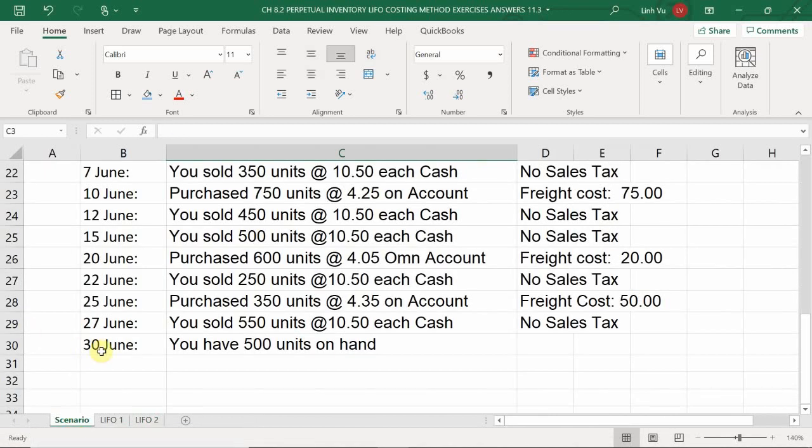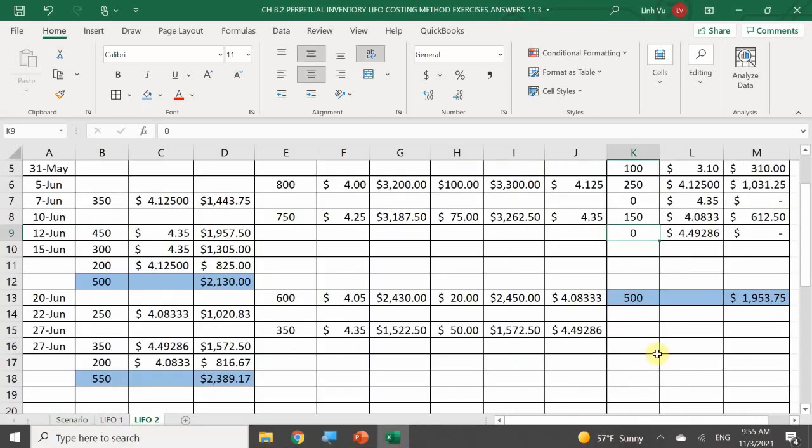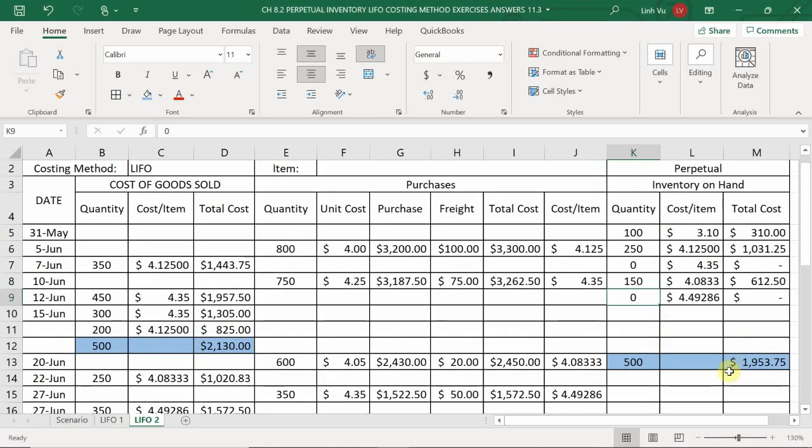On June 30th, you should have a total of 500 units. And I do have a total of 500 units, totaling a total of 1953.75. So I have one from the previous batch from the previous exercise, the second batch of 250, and then a batch in between the middle of 150. So I end up eliminating batch number 3 and batch number 5. Okay, so this is what I mean.